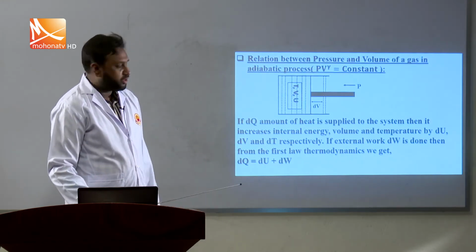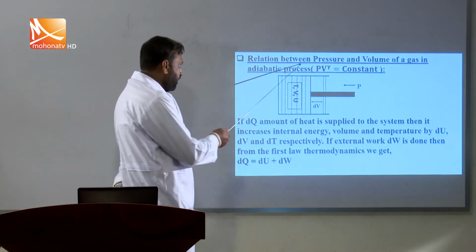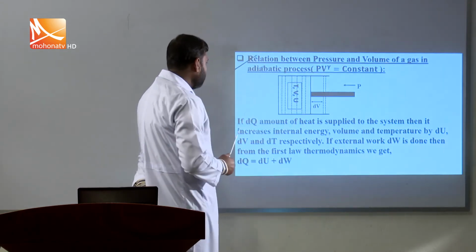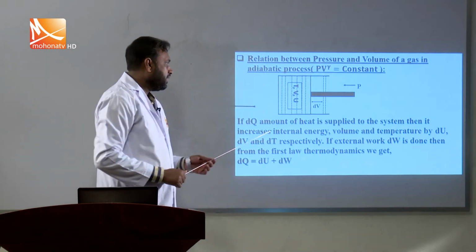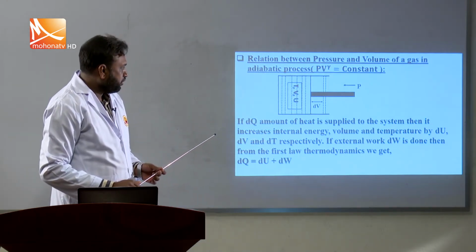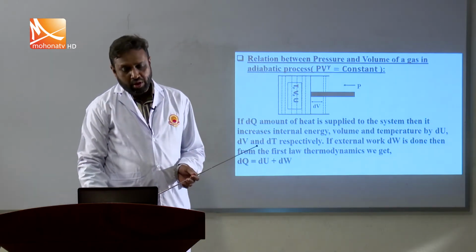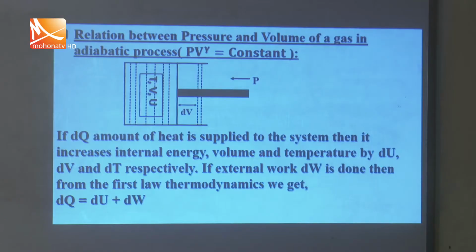Now another relation between pressure and volume of a gas in an adiabatic process, that is, the equation PV^γ equals constant. Now how can we prove this relation? Dear students, you can see a cylinder.